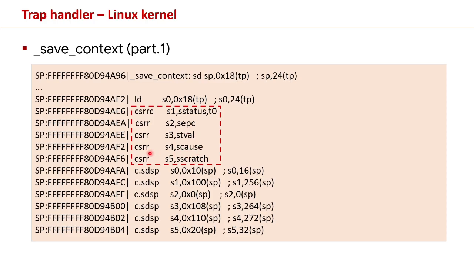As for this assembly instruction, the value of the supervisor cause register is copied onto the S4 register. So once this value is copied to this register, the value of this register will be stored onto the stack area. So this operation can be done to store this important value at the moment of the trap.